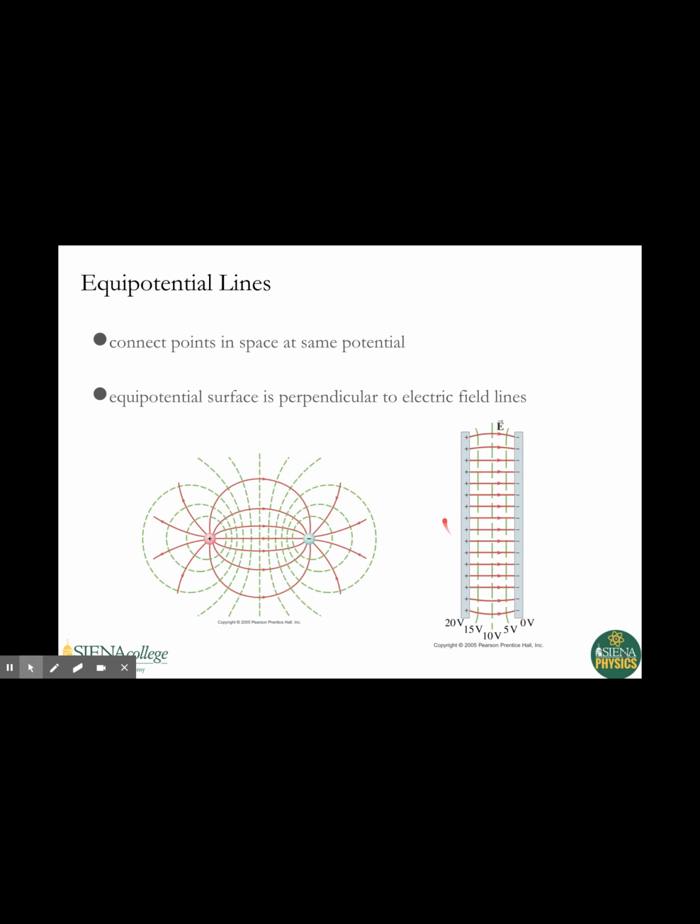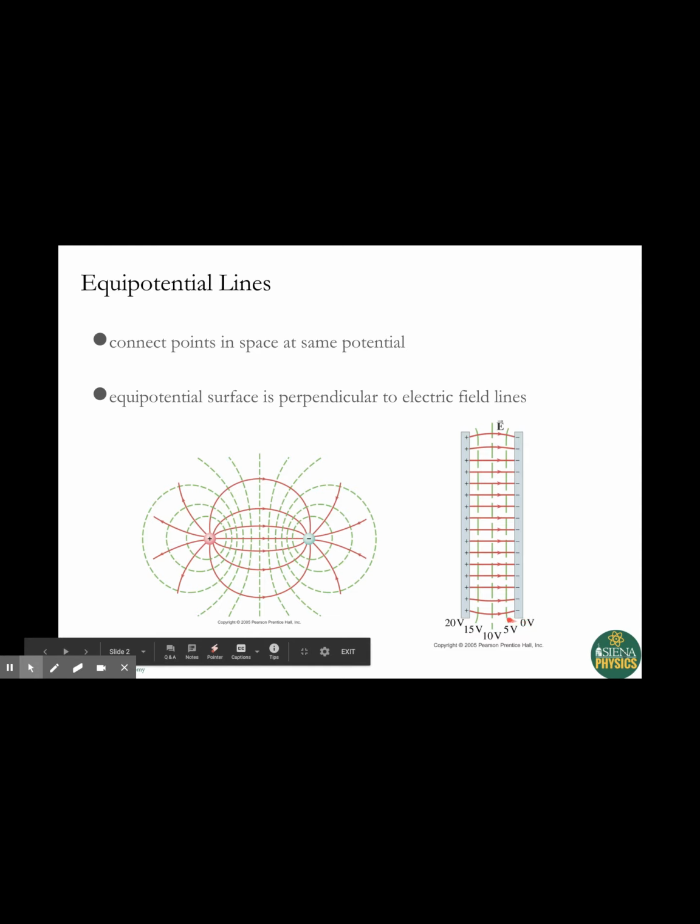In this example, this is a 1D or 2D example where our electric field points from the positive plate to the negative plate. Imagine these plates extend into the page and out of the page. And my electric field points to the right from positive to negative. And the equipotential lines, meaning the lines in space where the potential is the same, are perpendicular again to the electric field. And you can see that my voltage for these two plates goes from 0 volts to 5 volts, 10 volts, 15, 20 volts.